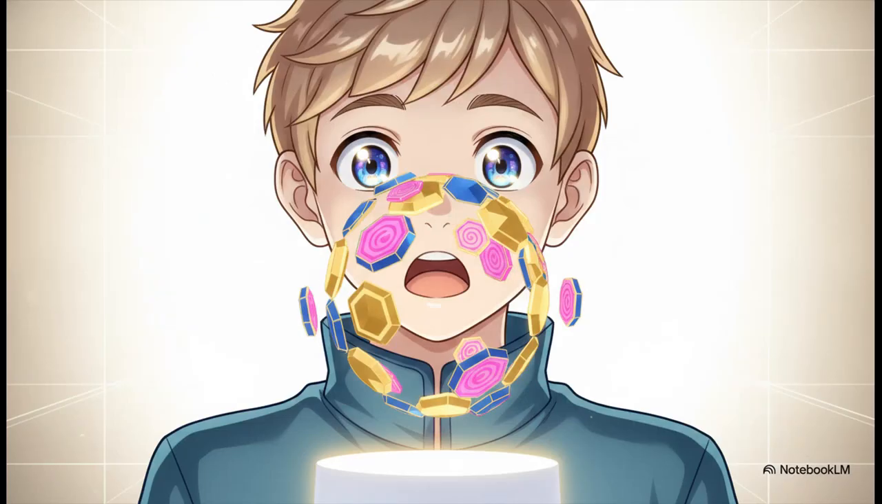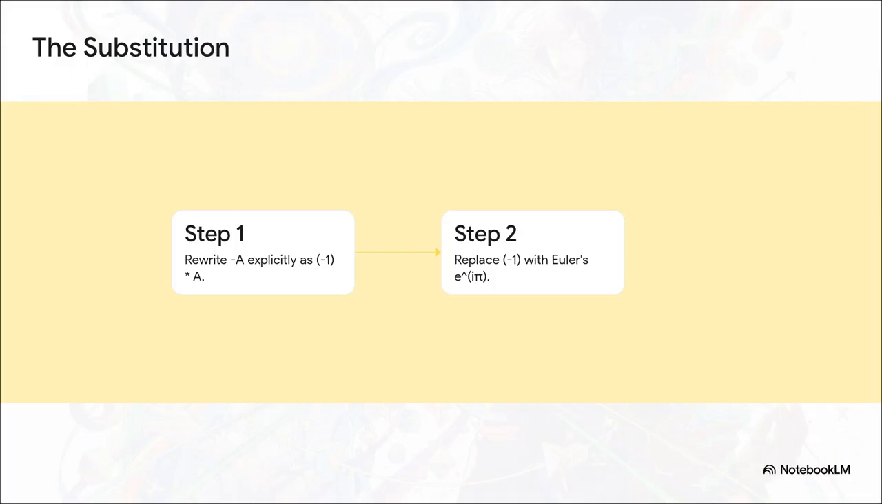Section 2. Euler's rotational magic. Now, when we introduce one of the most famous and profound equations in all of mathematics, that pragmatic convention gets completely turned on its head. Dr. Rehan's methodology to uncover this hidden geometry is elegantly simple. Step 1. Take any physical law containing a negative sign, let's just call the term negative a, and explicitly rewrite it as -1 multiplied by a. Step 2. Take that explicit -1 and substitute it with Euler's exponential representation, e^(iπ).